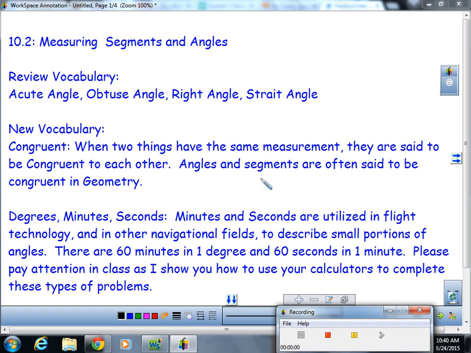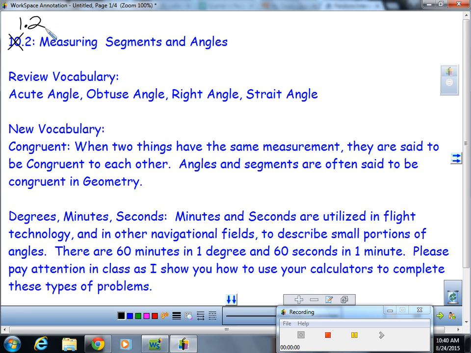We're doing 1-2, measuring segments and angles. Some vocabulary that you will recognize are acute angles, obtuse angles, right angles, and straight angles.